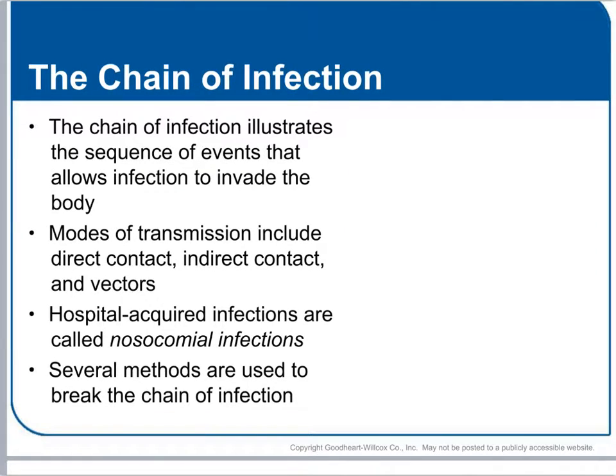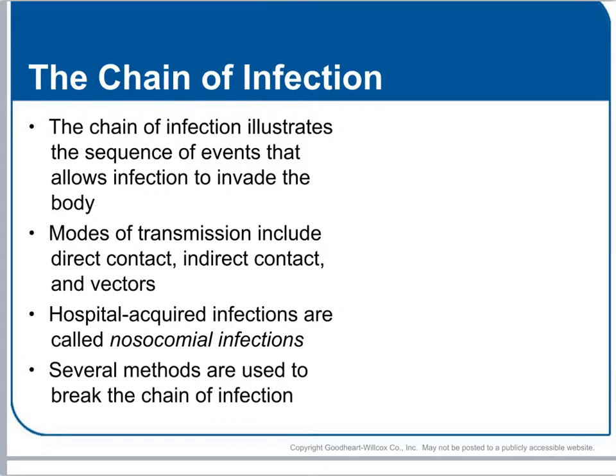So the chain of infection illustrates the sequence of events that allows infection to invade the body. There are different ways the infection gets in. It can be direct contact, indirect contact, and vectors. Hospital-acquired infections are specifically called nosocomial infections, and there are several methods that are used to break the chain of infection.